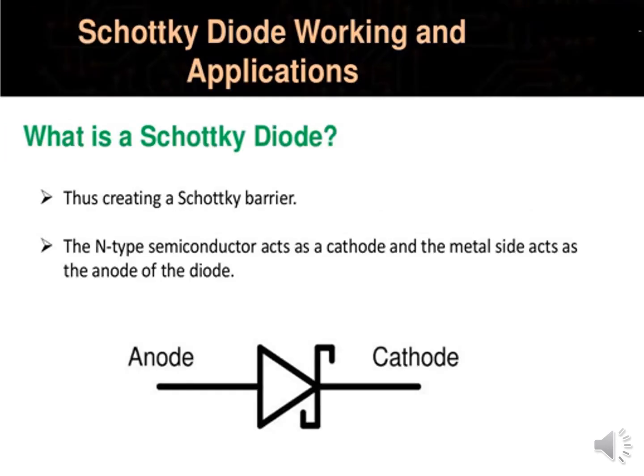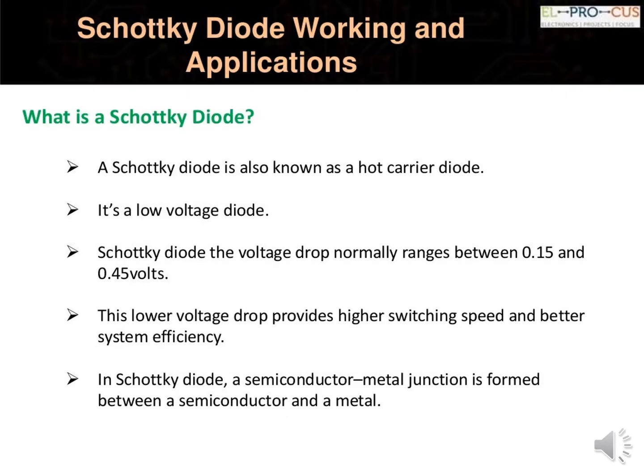So now let's see a short introduction on Schottky diode. This Schottky diode is mainly used for creating a Schottky barrier. Here we will have an N-type semiconductor which will act as a cathode, and there will be a metal which acts as the anode of the diode. You can see in the PPT it is represented as anode and cathode.